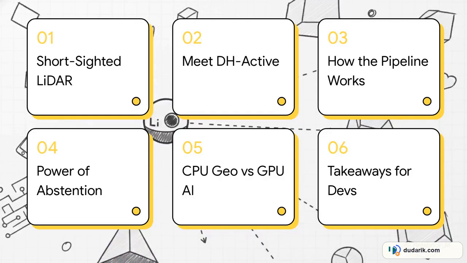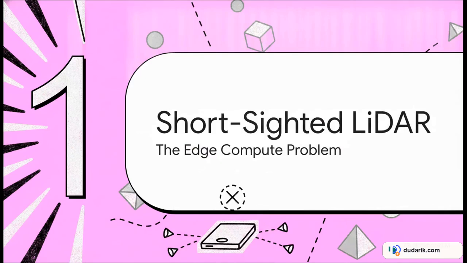Here is our roadmap for today. We're going to start with the short-sighted LiDAR problem, meet DH-Active, and then break down exactly how its pipeline works. After that, we'll dive into the power of abstention, compare CPU geometry with GPU AI, and wrap things up with some really actionable takeaways for edge developers. All right, let's jump right into Section 1, the short-sighted LiDAR problem.